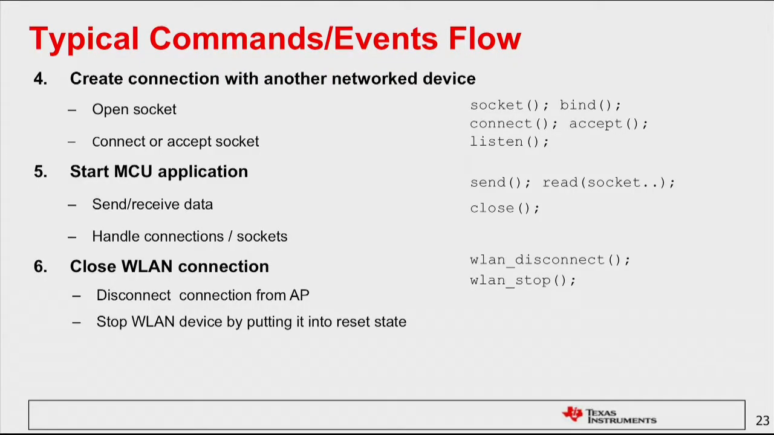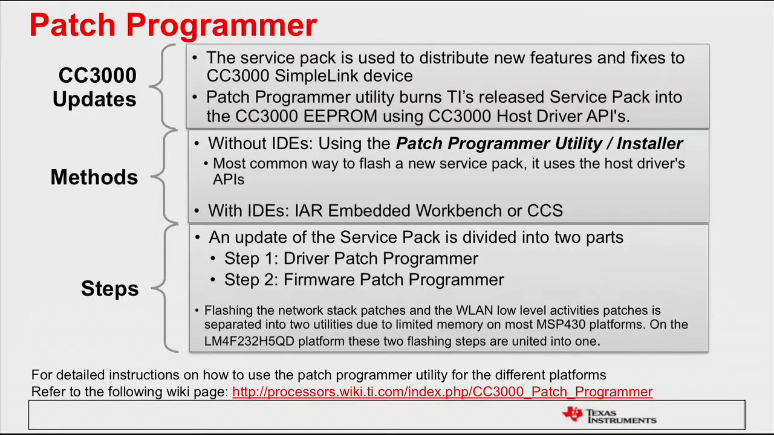And then creating a connection with another network device. So this is where you get into the BSD socket APIs. You're going to open a socket, you're going to connect or accept the socket, then you're going to send some data with the MCU, handle the connections and sockets, and then you're going to disconnect and go into reset off state. So that's your simple flow: I'm going to get up and going, I'm going to connect, I'm going to send some data, and I'm going to shut back down. So pretty simple. You don't have a whole ton of APIs. It's not thousands of lines of code. It's pretty straightforward.